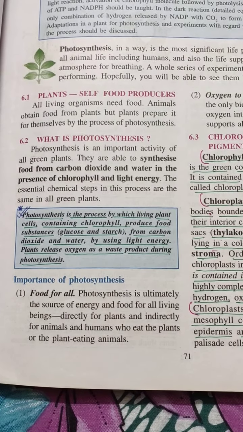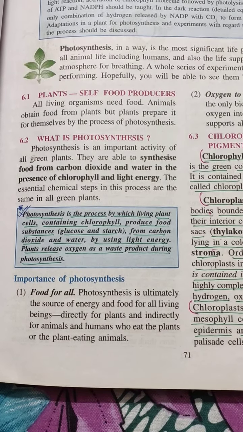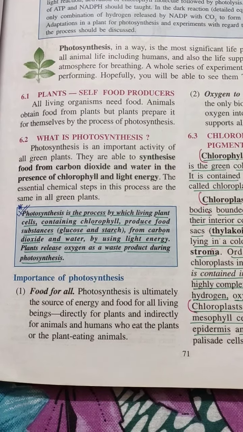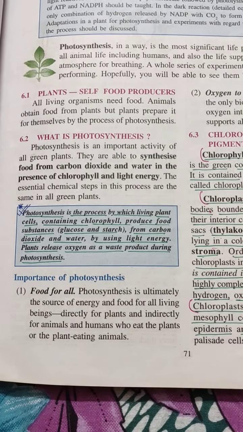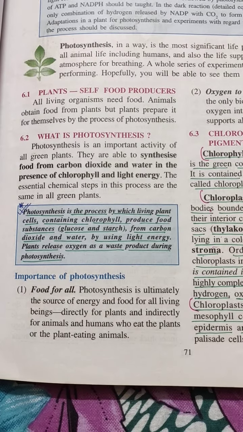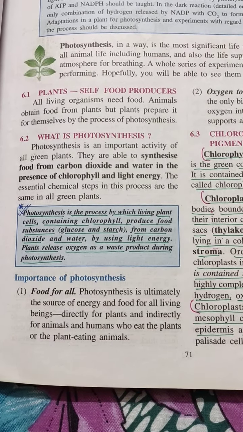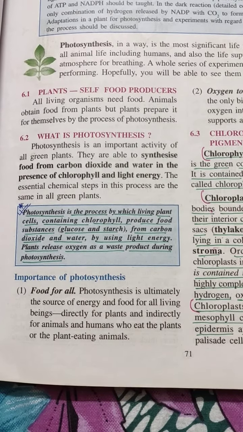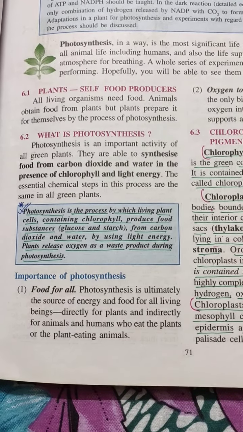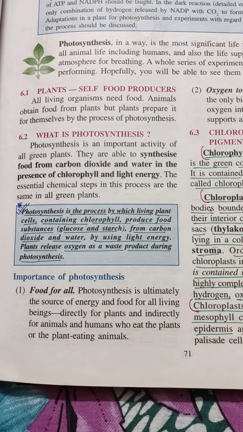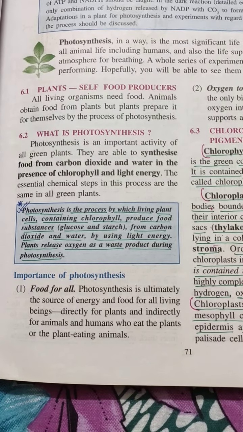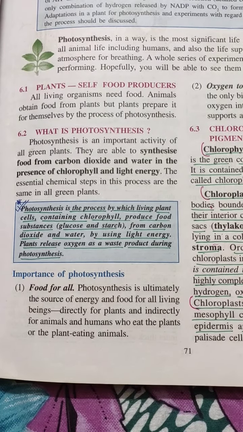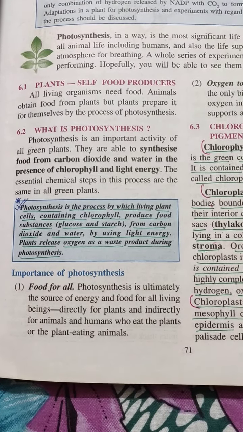And what are the raw materials needed? Carbon dioxide and water by using the light energy. Plants release oxygen as a waste product during photosynthesis. Okay, so oxygen is also released as a byproduct, but it is released into the atmosphere, and also you must know that a bit of oxygen is also used for the plant's respiration process.